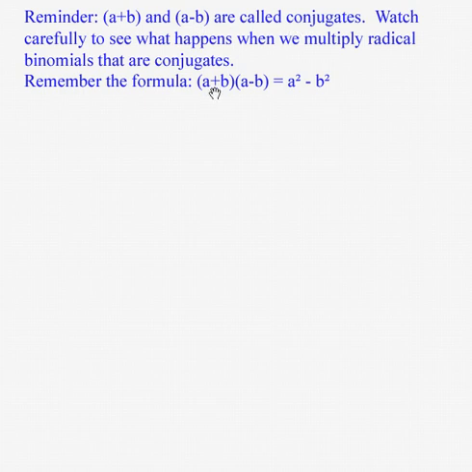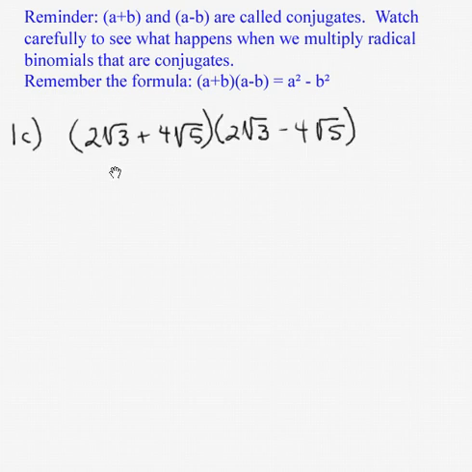Remember from chapter 4, when we were multiplying conjugates, you can FOIL it out, but the outside, negative ab, and the inside, positive ab, drop out. So all you need to do is multiply the firsts and multiply the lasts. We did this forward, we did it backwards. Remember, we call that the difference of two perfect squares when we did that backwards. Alright, so let's multiply these two binomials. We have 2 square root of 3 plus 4 square roots of 5 times its conjugate, 2 square root of 3 minus 4 square root of 5.